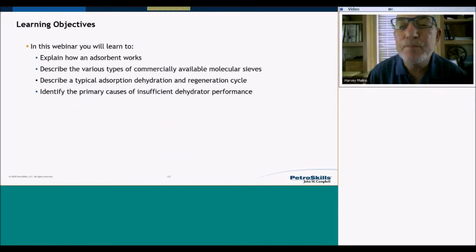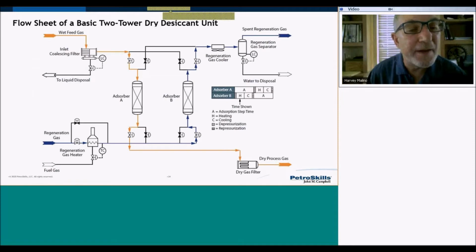Okay, let's take a look at some cycles. We're going to take a look at a typical 2 and 3 bed cycle. Here's a 2-tower dehydration unit, and we have the cycle chart over here. We're going to take initially a look at adsorbent A, and this is the time shown. And you can see adsorbent A is just in the beginning of its adsorption cycle.